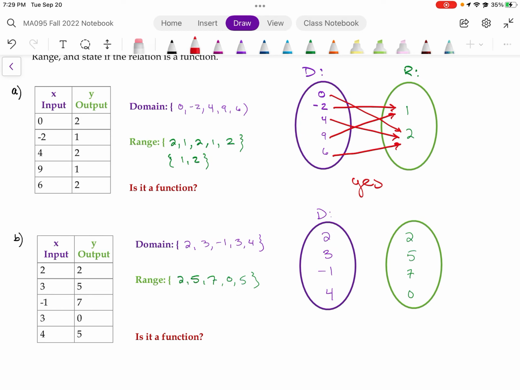All right, so let's look at the first one. 2 leads to 2, 3 leads to 5, -1 leads to 7, 3 leads to 0, and 4 leads to 5. This is not a function. Why not? It is because of this one right here. Because 3 leads to 2 things. It's okay that 2 things lead to the 5 on the right side, because that's not the definition of a function. What we're worried about with the definition of a function is that every input leads to only one output, and 3 right here leads to 2 different outputs.